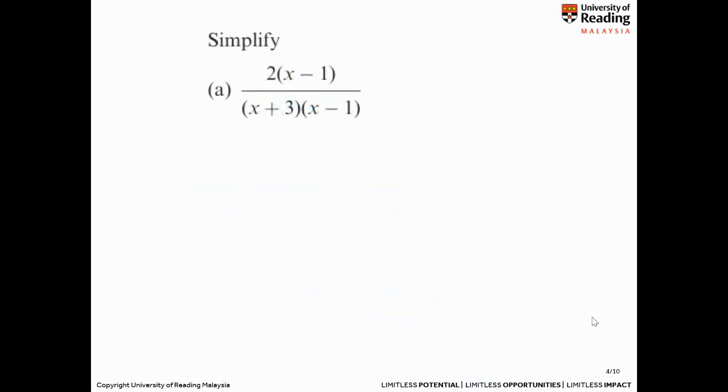Now, this is even easier. You need not do any factorization. It is so obvious that you can just cancel the bracket x minus 1 from both the numerator and denominator. So the answer should be just 2 over x plus 3.